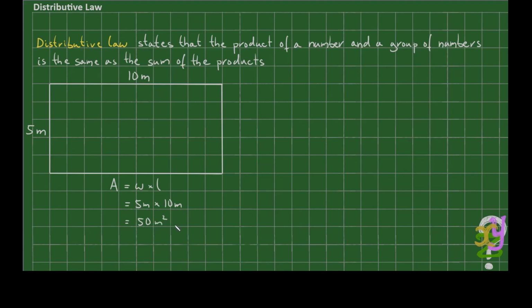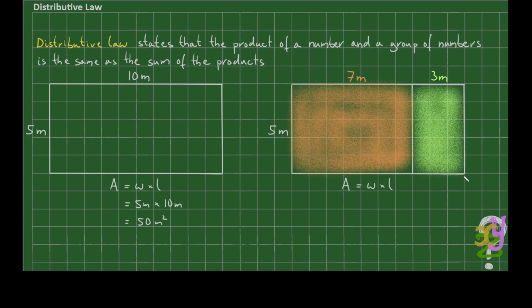What does any of this have to do with the distributive law? Well, let me bring in an identical rectangle. It is exactly the same, except this time I have chosen to divide it into two smaller rectangles, the orange one and the green one. The calculation of the area is still the same. The width is 5 meters. What about the length? Yes, 7 plus 3 is 10, but I want to do it slightly differently. Now I'm going to say that the length is in fact 7 meters plus 3 meters.